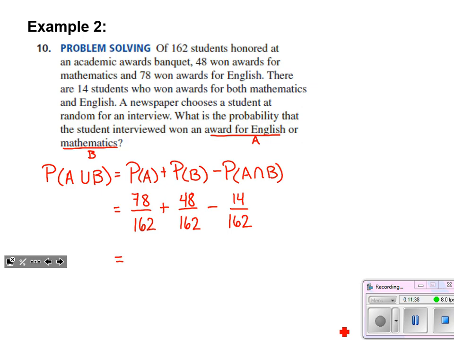Okay, and we're lucky these all have the same common denominator, the same sample space. That happens pretty frequently here with these types of problems. So if I add up those numerators, what I get is 112 over 162, which is 56 over 81. And that fraction works as our probability. It is a fraction that is between 0 and 1. It's acceptable.